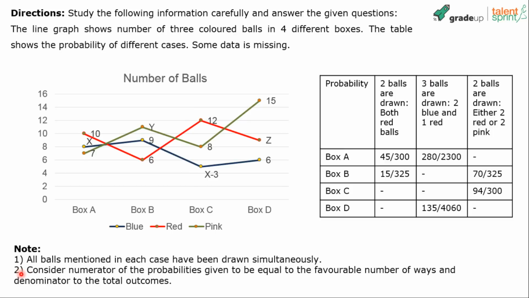And then the second point which he has mentioned here, which is very important in my view, is that consider the numerator of the probabilities given to be equal to the favorable number of ways and the denominator to the total outcomes, right? So keeping these points in mind, the line graph, the table which talks about various probabilities, and the 2 points in the note given here, you got to answer the questions.